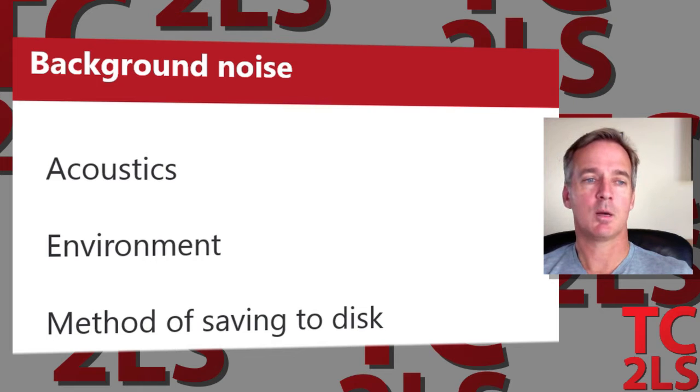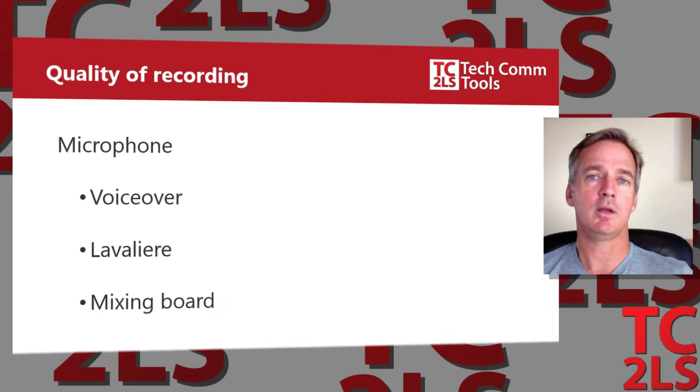Background noise, a couple of things that you should be aware of and you should try to improve upon within your own audio environment. And then the quality of the recording, including the quality of the mic and the type of mic that you're using. Right now I'm using a lavalier mic. That means that it's very close up to my voice, but it's not intruding to the camera.